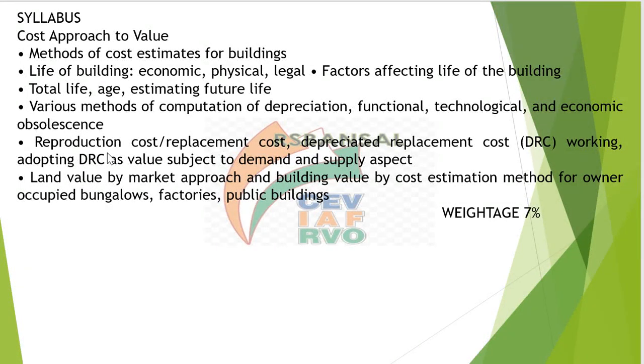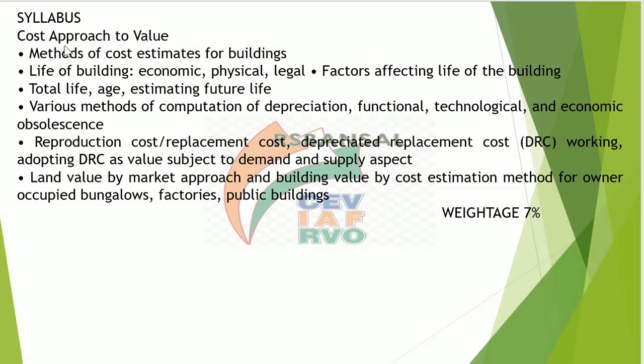Then you have to learn reproduction cost, replacement cost, depreciated replacement cost, working, adopting DRC. DRC means depreciated replacement cost as value subject to demand and supply aspect. Then you have to learn land value by market approach and building value by cost estimation method for owner occupied bungalows, factories, and public buildings. The weightage of this approach is 7%.